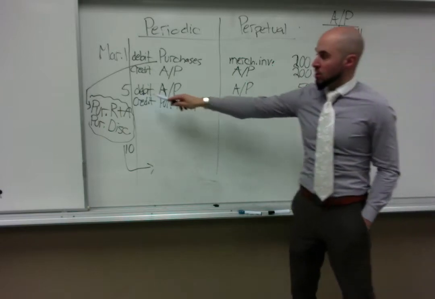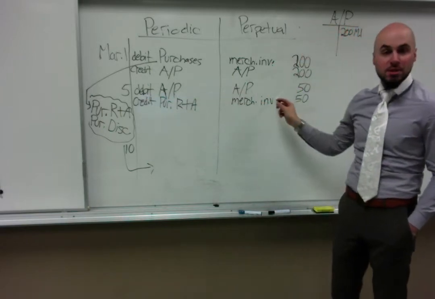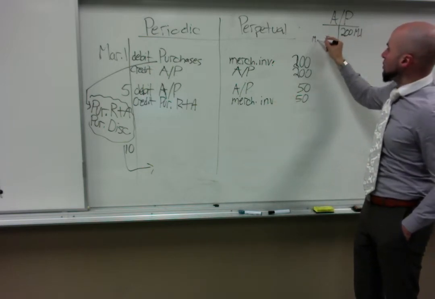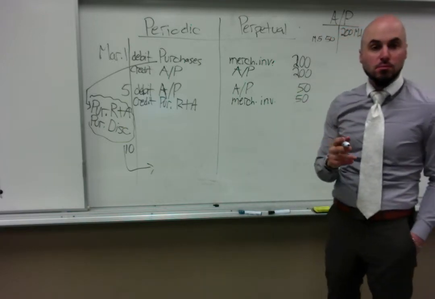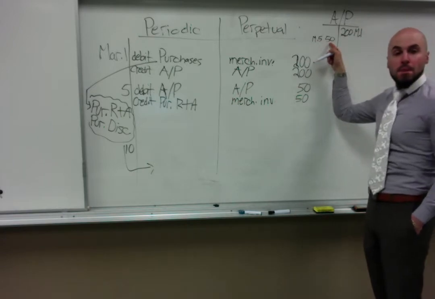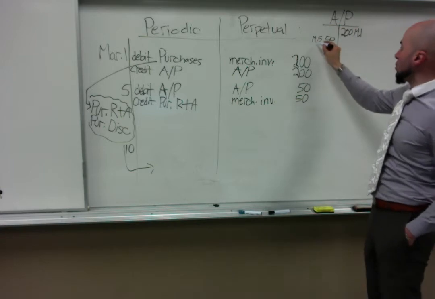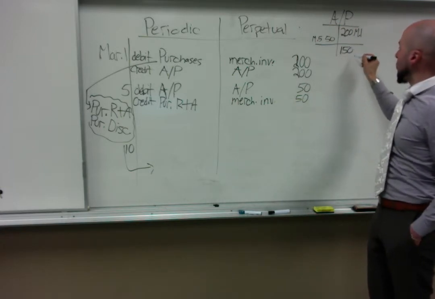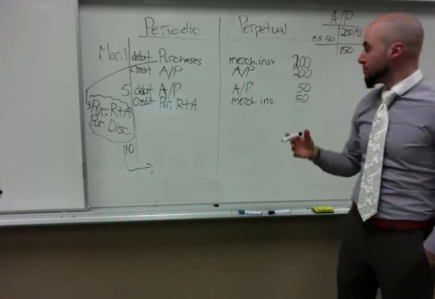But then on March 5th, what did we do to accounts payable? In both systems, we debited it for the 50. So 50 on March 5th. On March 5th, you debit accounts payable for 50, meaning the running total of it, 150, is the current total.